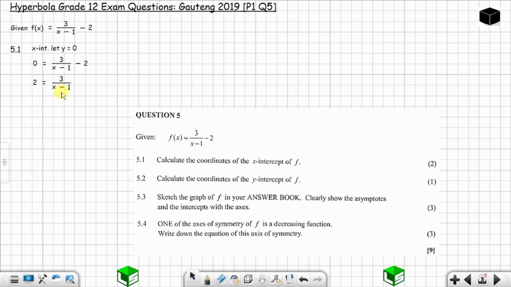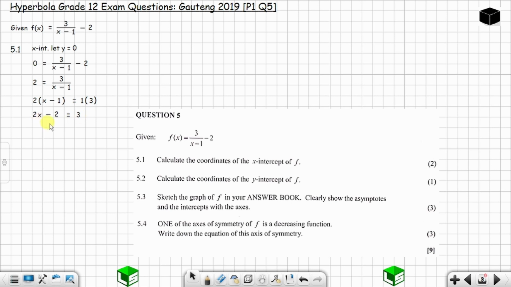Now what you can do is cross multiplication. Remember, 2 is over 1. You have 2 times x minus 1, which is equal to 1 times 3, since there is 1 down there. So you have 2 times x, this is 2x. You have 2 times negative 1, this is negative 2. And this is equal to 1 times 3. This is 3.